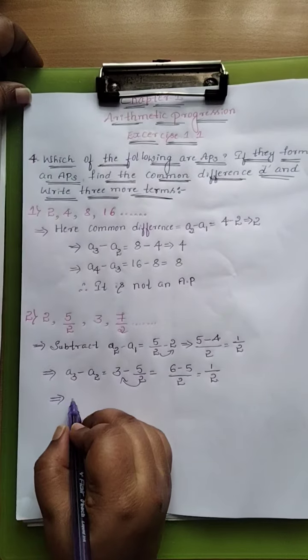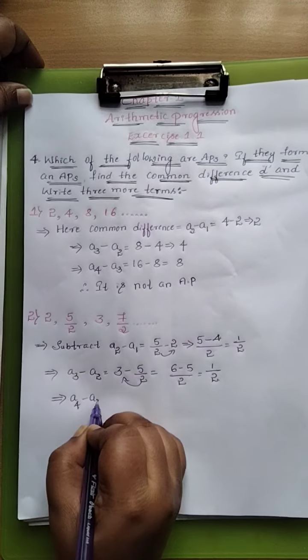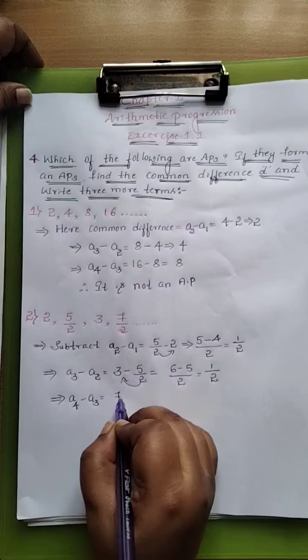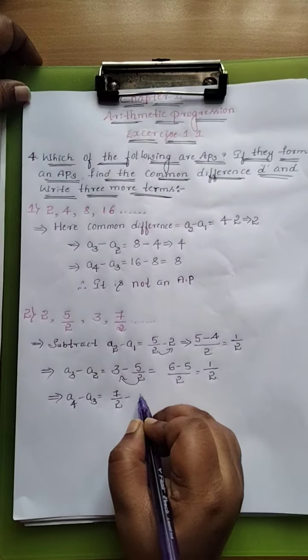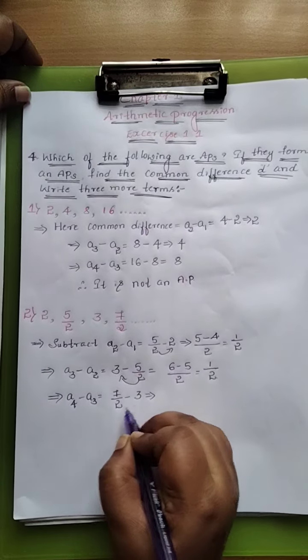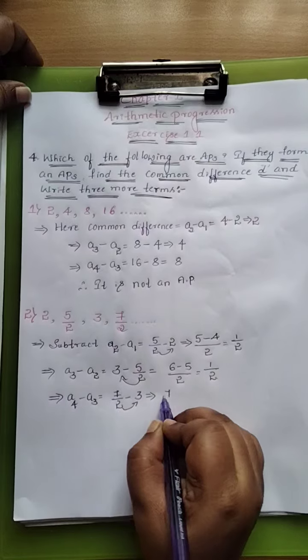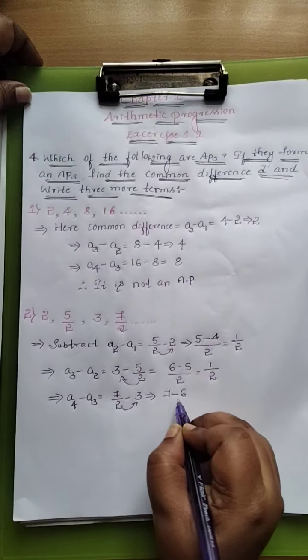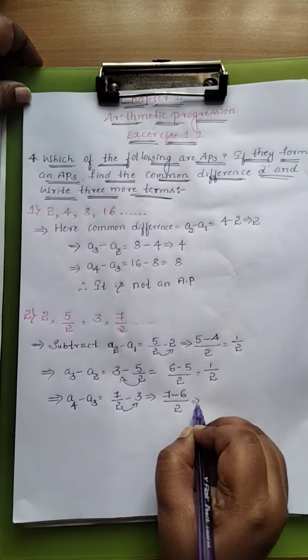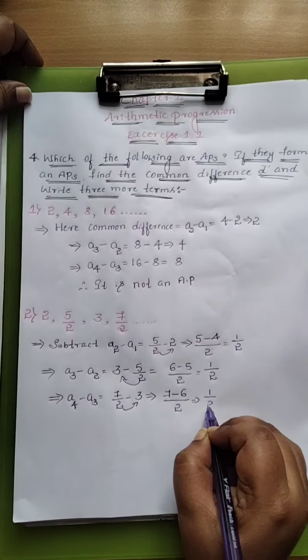Now the last term, A4 minus A3. That is, A4 is 7 by 2 minus A3, which is 3. Now cross multiply this. 7 minus 3 2s are 6, divided by 2. 7 minus 6 is 1 divided by 2.